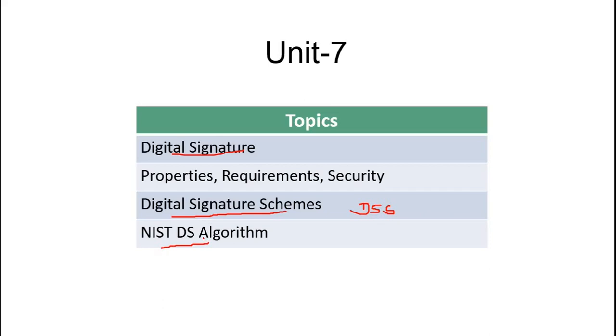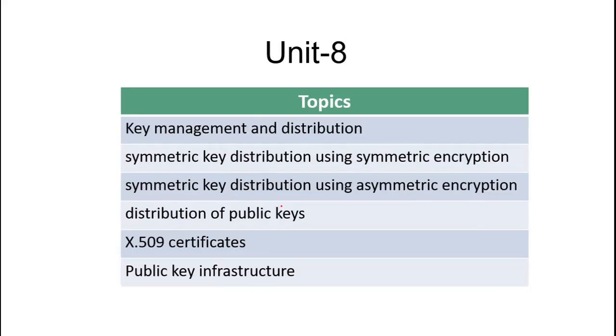In that case we discussed various types of schemes. First, we mainly discussed two approaches of digital signature, the DSS approach and the RSA approach. In terms of NIST DS algorithm, we discussed two algorithms. The first algorithm was the Elgamal scheme and the second algorithm was the Schnorr algorithm. So we discussed two main NIST digital signature algorithms. Then we discussed unit number 8, key management and distribution.